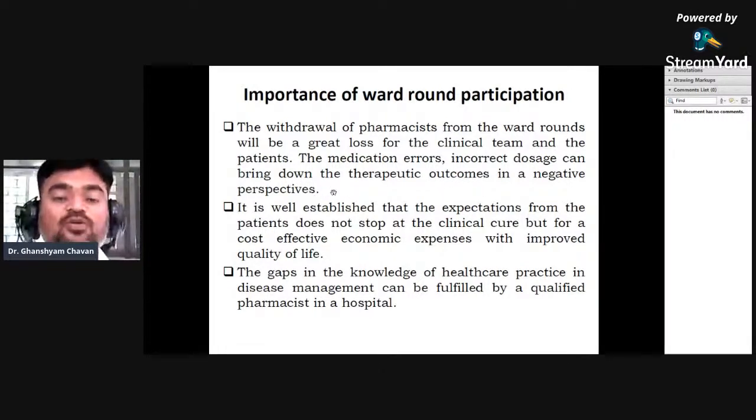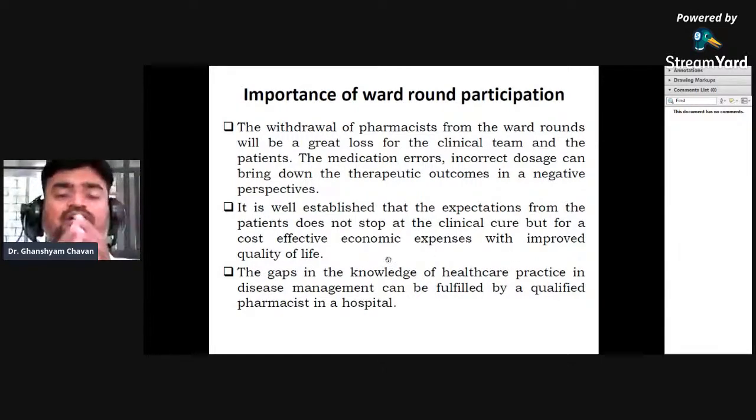Because therapeutic outcomes means whatever results we are expecting from our treatment and our management, if we avoid the pharmacist's participation, we won't get the possible results, the treatment outcomes we are expecting from the patients. It is well established that the expectations from the pharmacist do not stop at clinical care, but extend to cost effective economic expenses with improved quality of life.